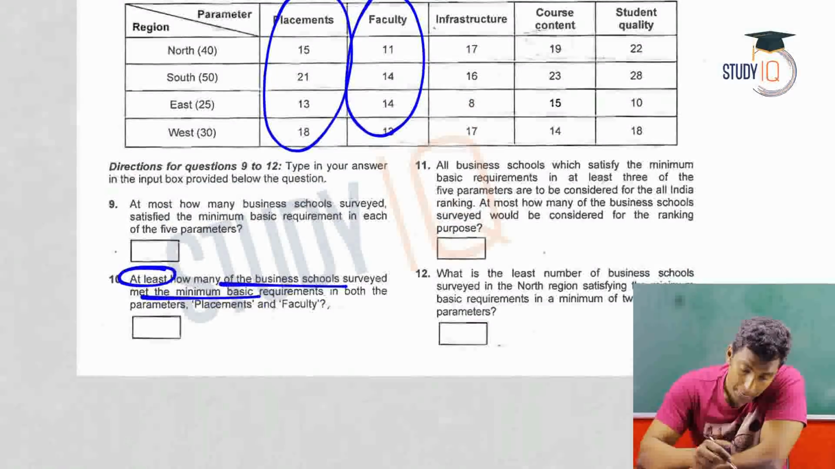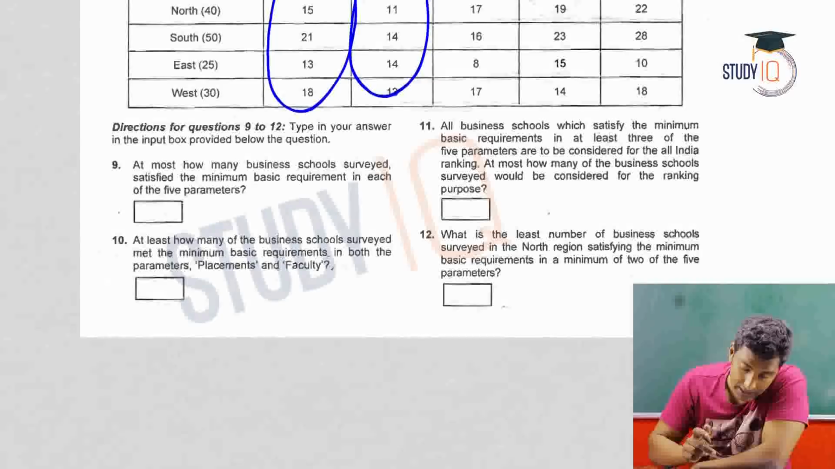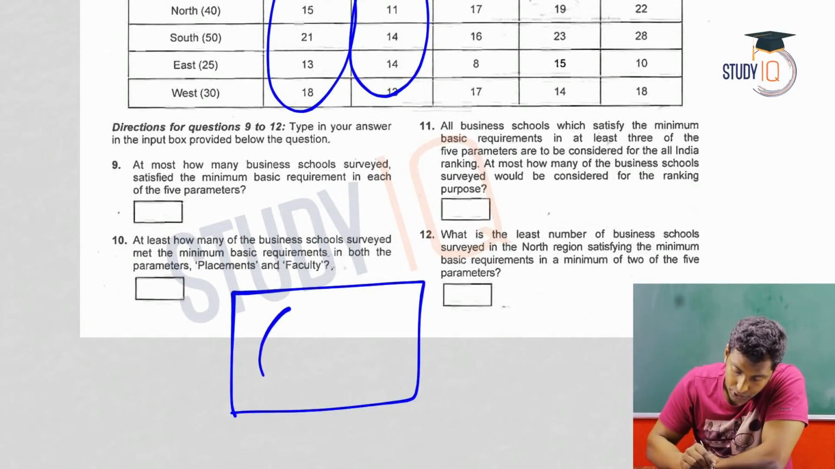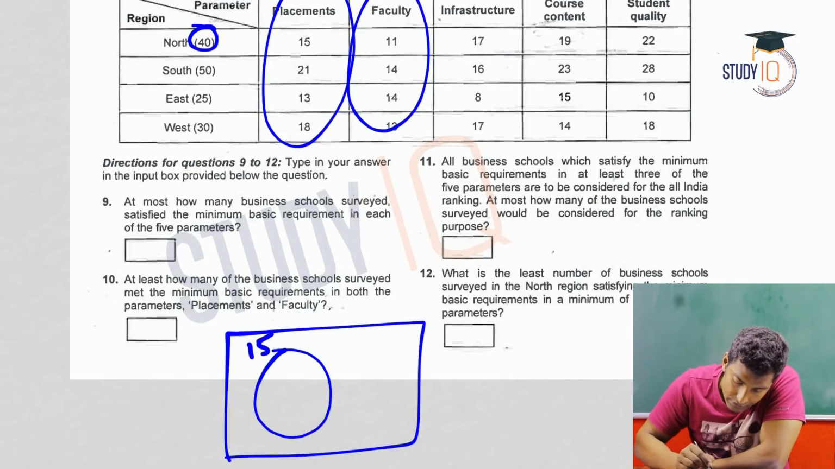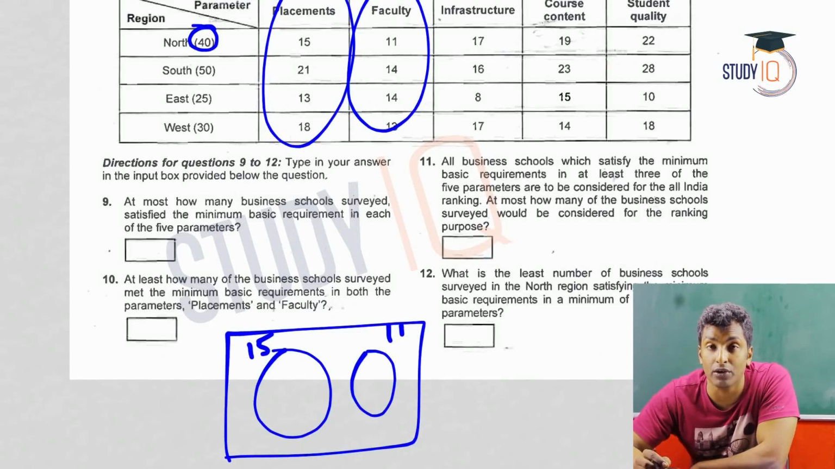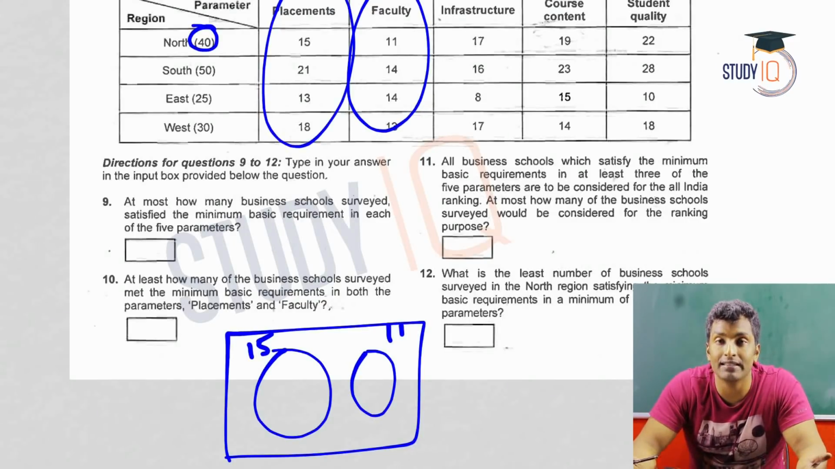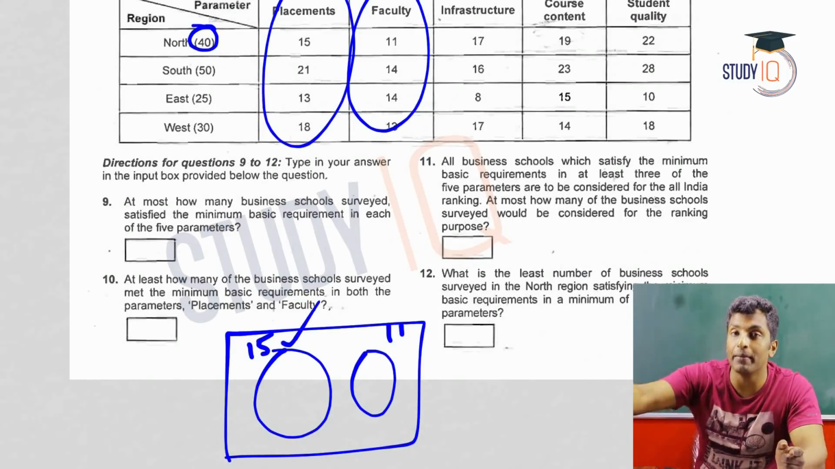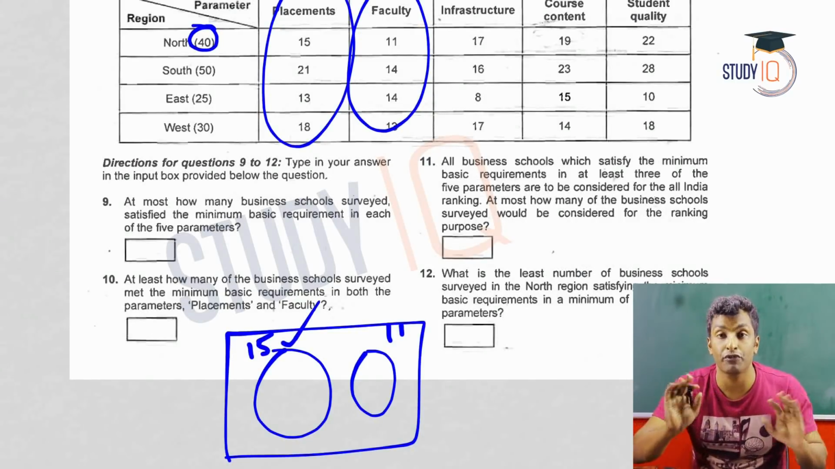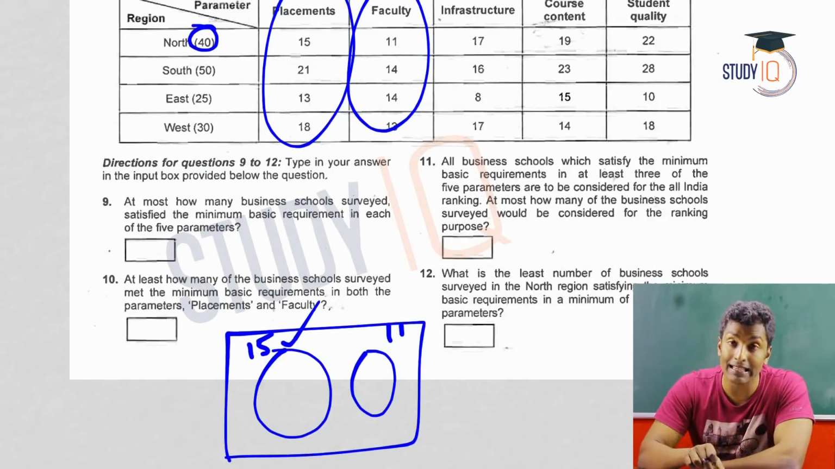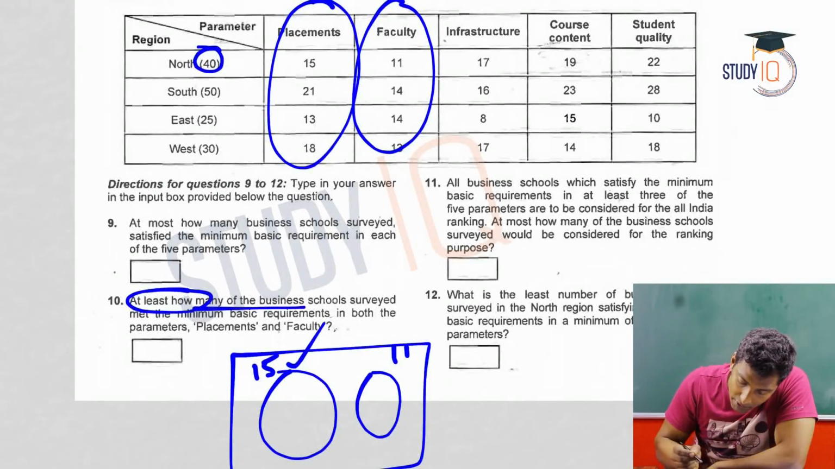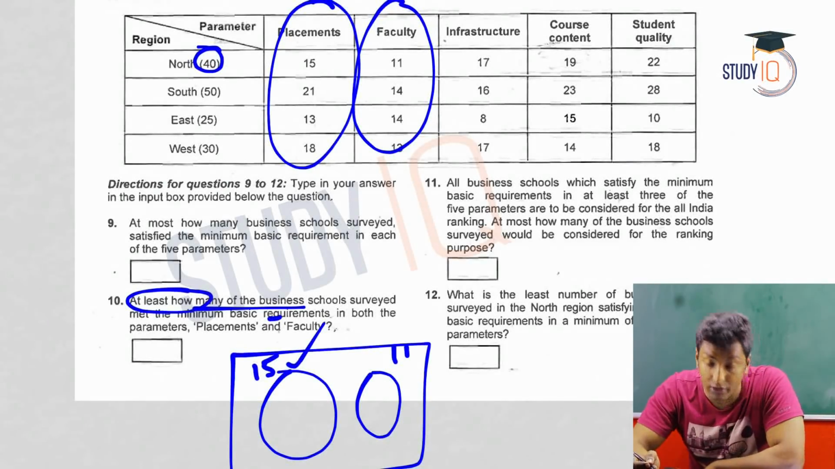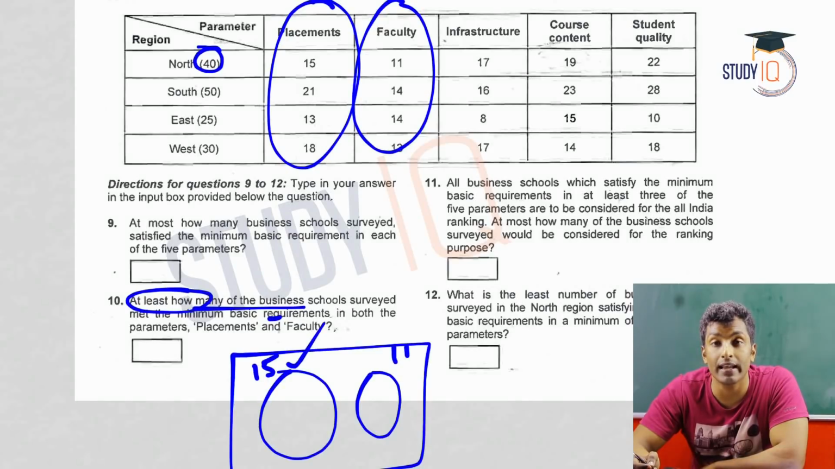Okay, so look here, 2 parameters is what I am considering. Let me take this Venn diagram. So 2 parameters. In North, 40 business schools. Can I represent it like this? This is 15 and this is 11. I can represent it because now I have talked of 26 only. So there is a possibility that this 15 may not come in the 11 and this 11 may not come in the 15. There is a possibility. So I can say that there may not be anything which is satisfying both, right? So at least how many business schools surveyed met the minimum basic requirements in both? I can't conclusively say anything here.